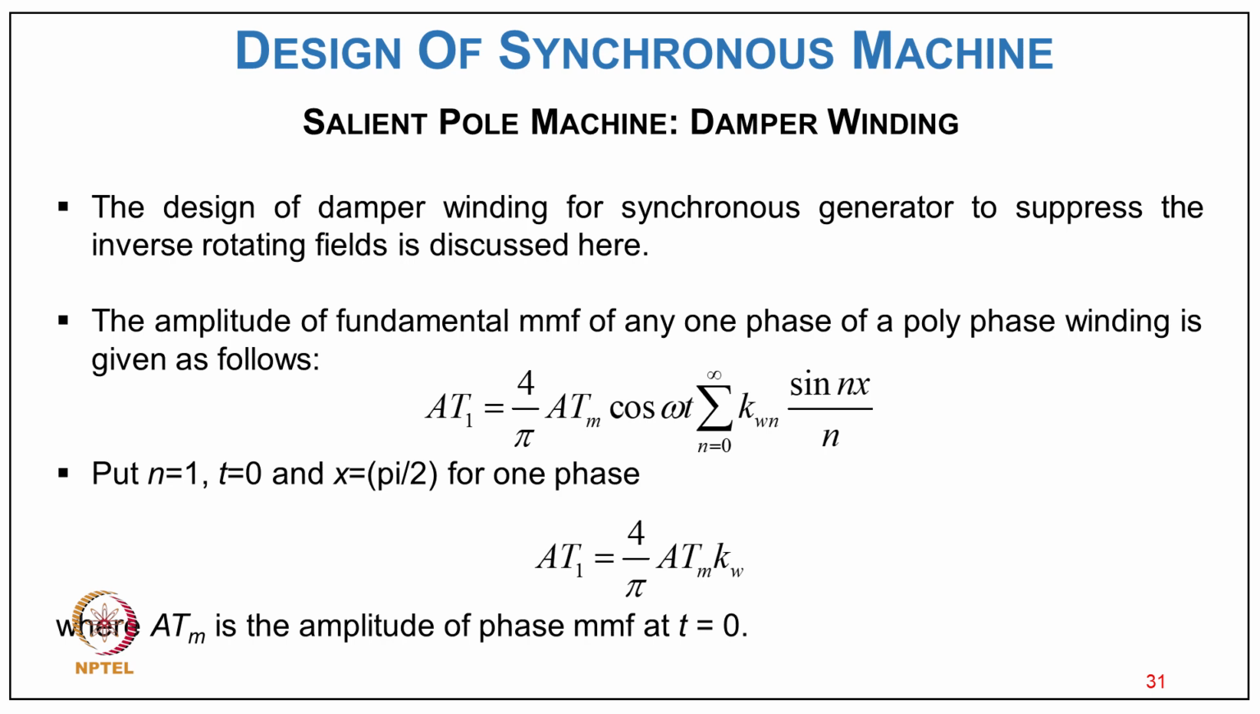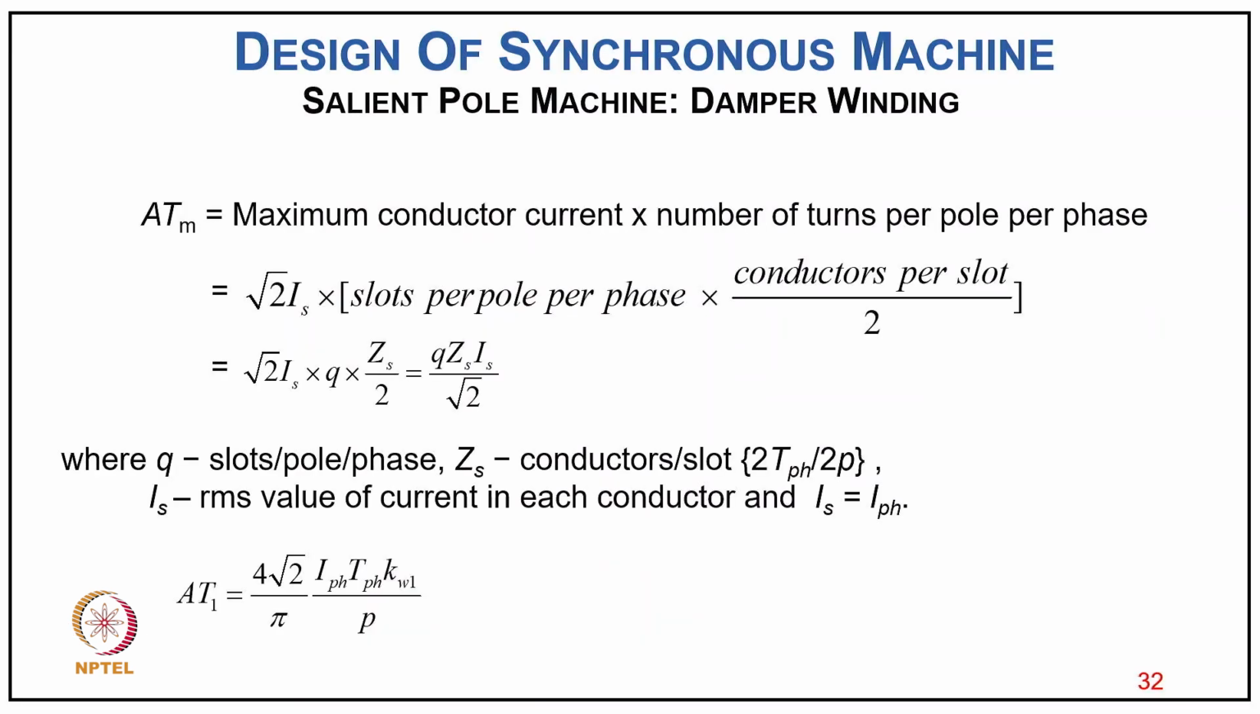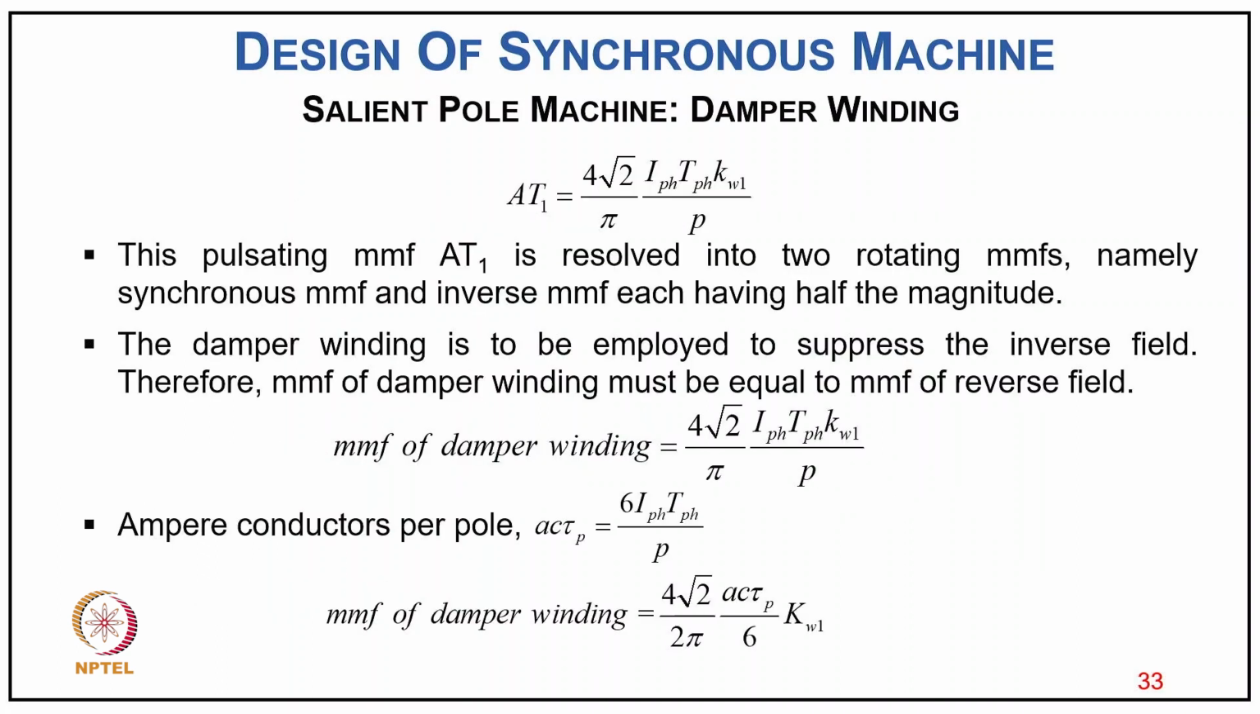AT1 is 4 by pi ATm into kW, where ATm is the amplitude of the phase MMF at t equal to 0, and this ATm equals maximum conductor current into number of turns per pole per phase, that is root 2 Is into slots per pole per phase into conductors per slot by 2, or root 2 Is Q Zs by 2, or Q Zs Is divided by root 2, where Q is the slots per pole per phase and Zs is the conductors per slot, that is 2 Tph upon 2p, and Is is the RMS value of the current in each conductor, that is Is equal to Iph. So AT1 is equal to 4 into root 2 upon pi Iph Tph Kw1 divided by P.